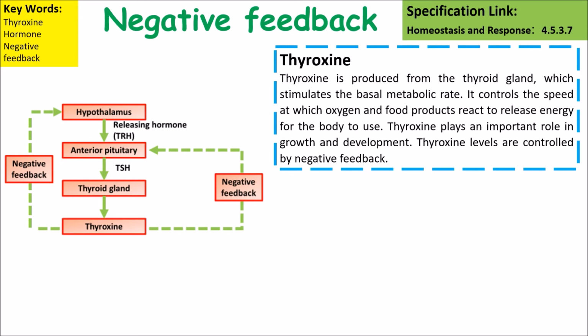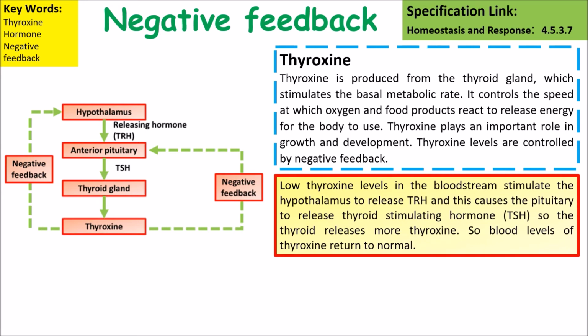Thyroxine is an example of a hormone in the body. Thyroxine is produced from the thyroid gland, which stimulates the basal metabolic rate. So it controls the speed at which oxygen and food products react to release energy for the body to use. Thyroxine plays an important role in the growth and development of a growing child and a normal person. Thyroxine levels are controlled by a negative feedback loop.